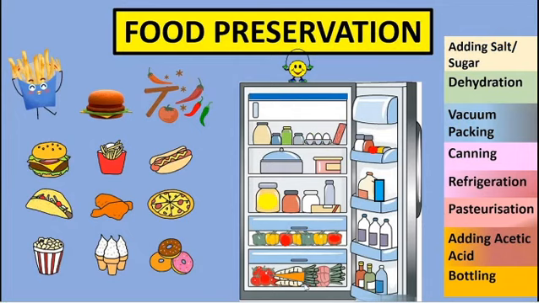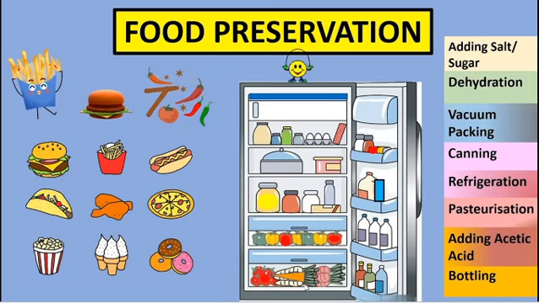So these are some food preservation methods in common, like adding salt or sugar. Sugar is added in ketchup, sweet ketchup or in jam. So sugaring is also one of the food preservation methods. And dehydration, we all know, is the drying method. Vacuum packing, canning, refrigeration, pasteurization, adding acetic acid that is vinegar, bottling. So these are food preservation methods.